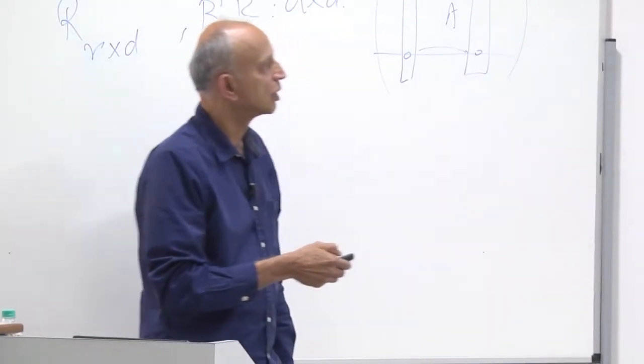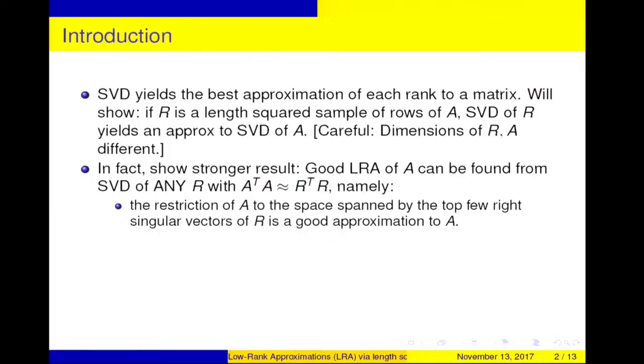And what we will actually show is the following. Again, the dimensions are different, so the relation will be this. If I restrict A as a linear transformation to the space spanned by the top few right singular vectors of R, that's a good enough approximation to A. Now, that's the right dimension. The right-hand side dimension of R is right. Okay, this is what we'll show.